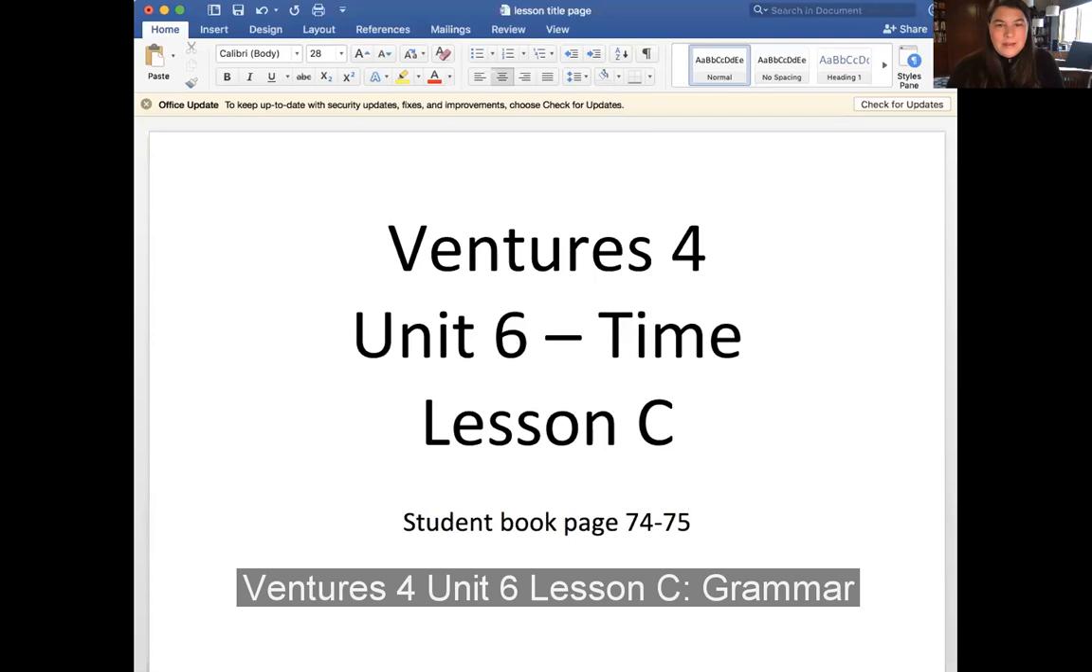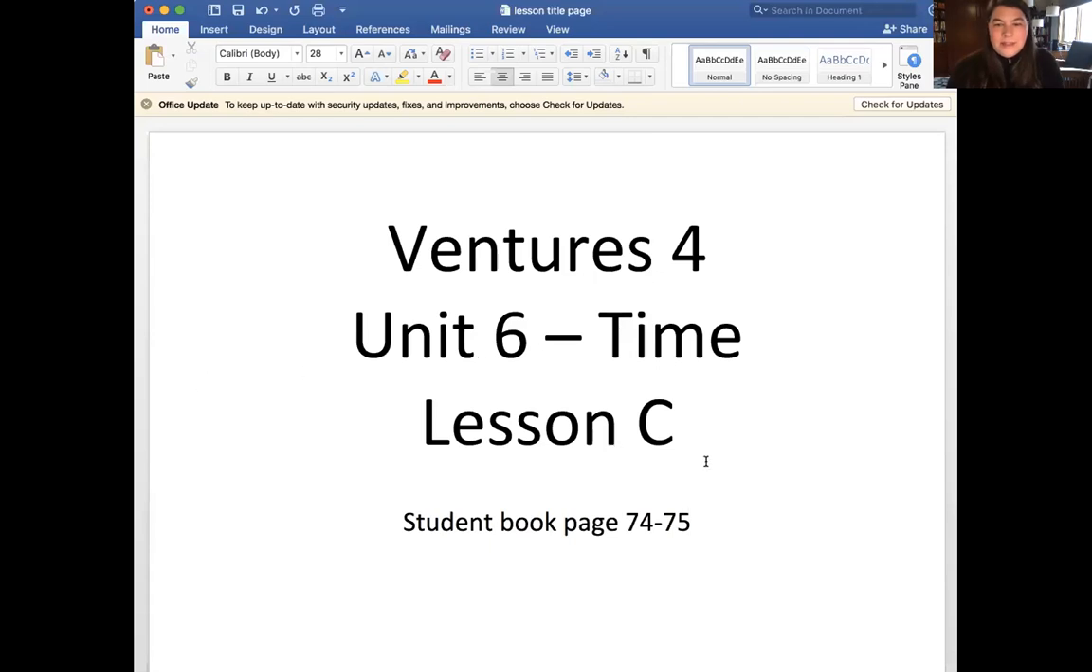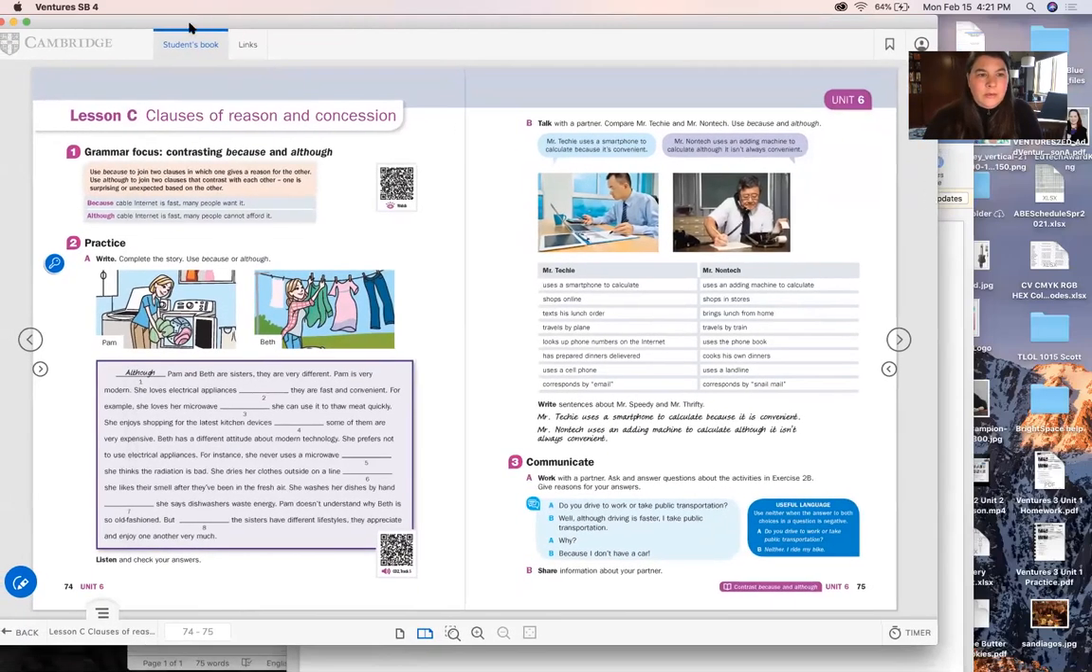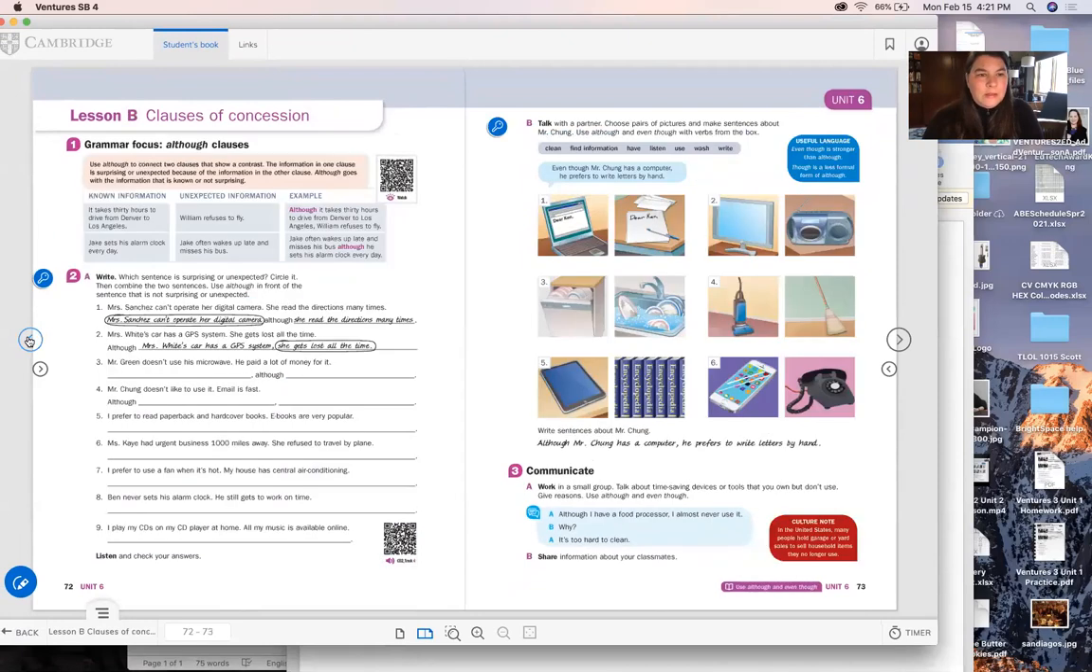Our lesson is Lesson C. This is in Unit 6 on time. In your book, it's pages 74 and 75. Okay, we are going to be talking about although and because. So if you remember in our lesson yesterday, we learned about although and even though.